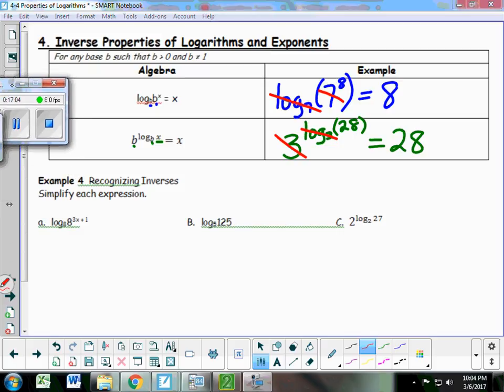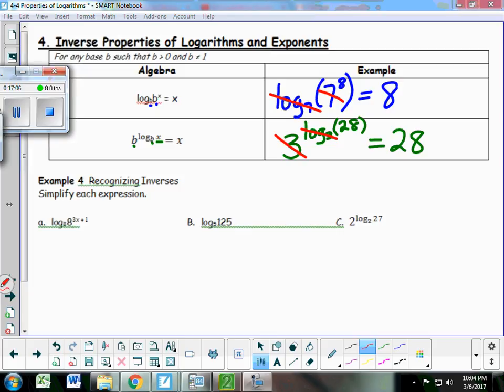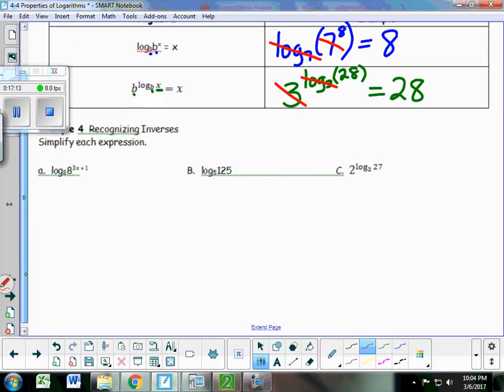So the way you would show the canceling is to mark those two things as canceling. Now, sometimes they're not that obvious. Sometimes we have to do a little more work, but that is how you can do inverse. So let's take a look at part A here in example 4. This one's that easy. I see a log base 8 and then a base of 8 raised to some power, 3x plus 1. Since I see a log base 8 and a base of 8, I can just cancel those out, and all I'm left with is 3x plus 1.